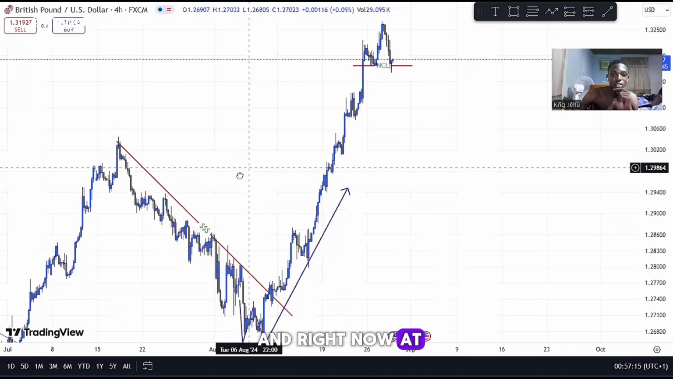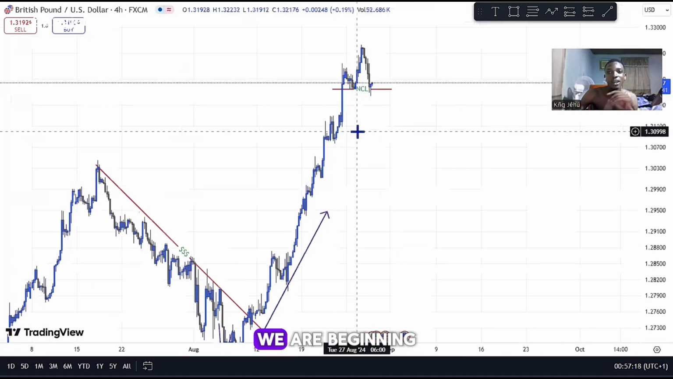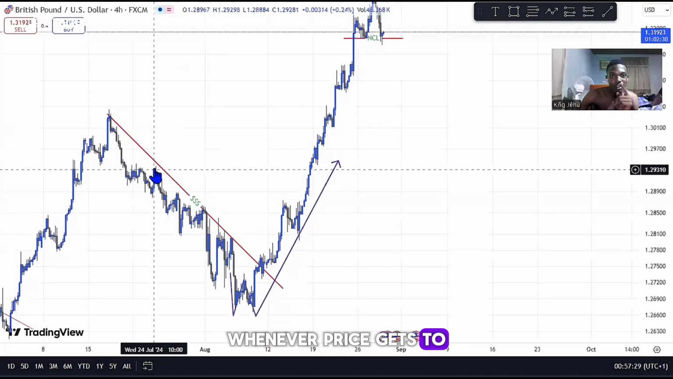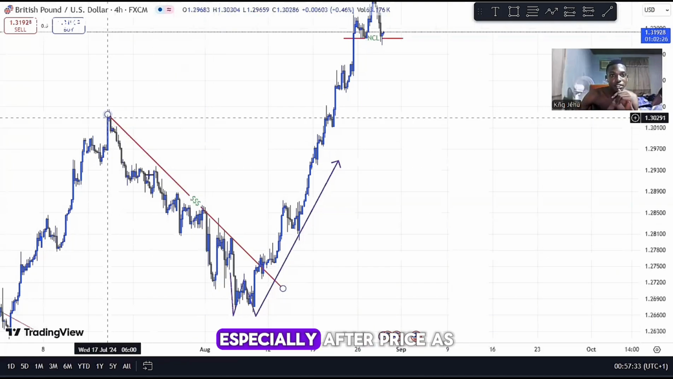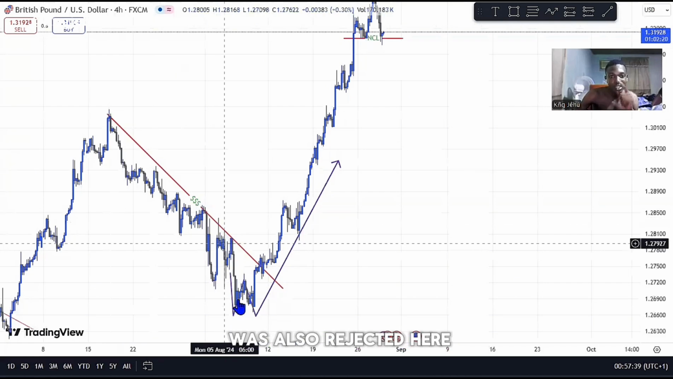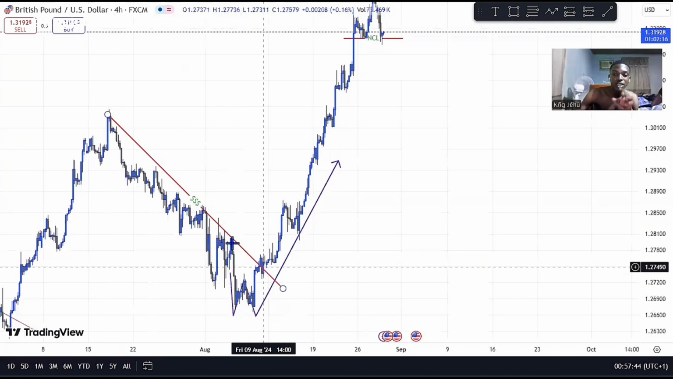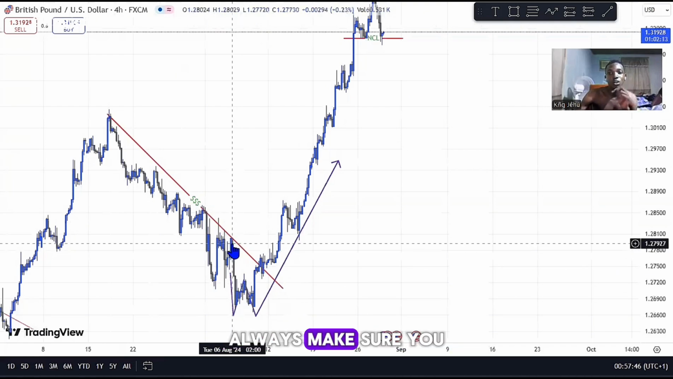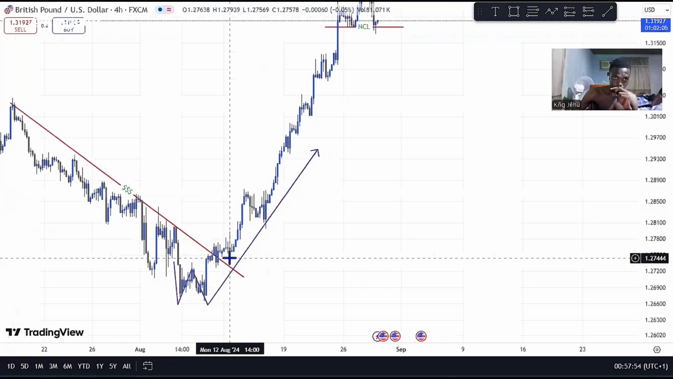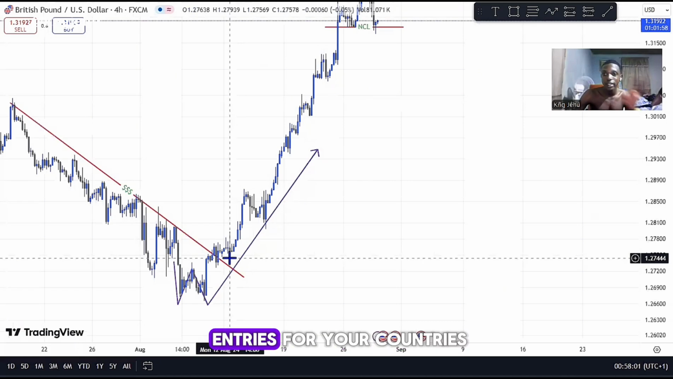And right now, at this point where the market is, we are beginning to see a new setup that has a lot of liquidity. Whenever price gets to that trend line, you sell. Especially after price has respected it. Just when price came here, it was rejected and was also rejected here before this breakout. But before you take the rejection of the price, always make sure you wait for the candle to close either above or below it, and then make sure your stop losses are tight, and you can always wait for confirmation entries from your candles.